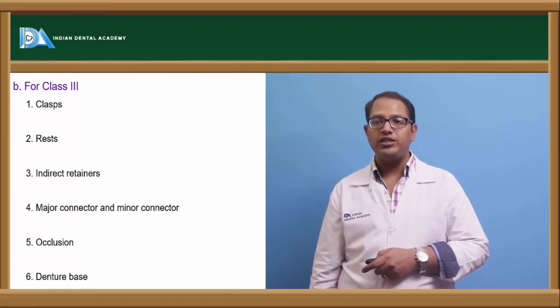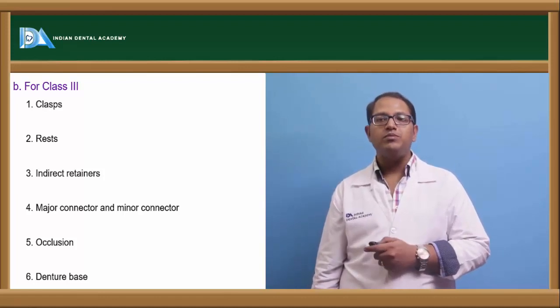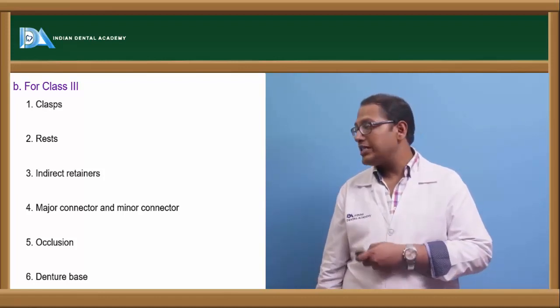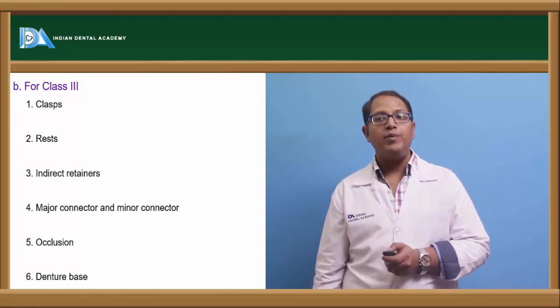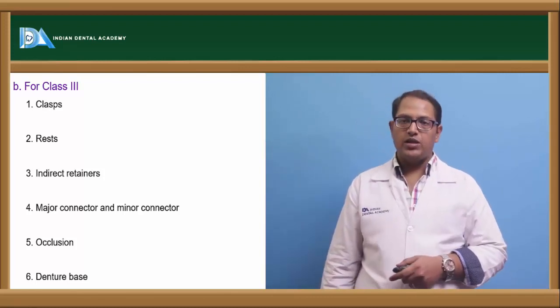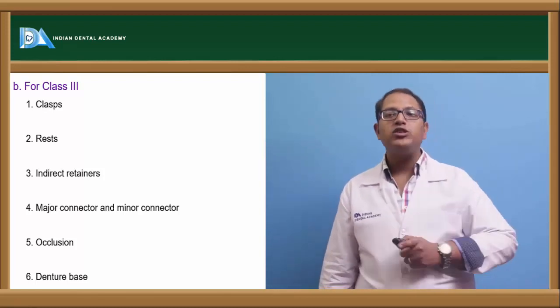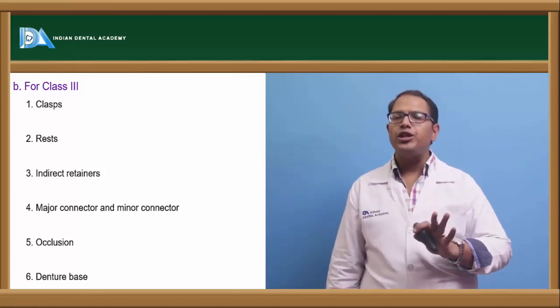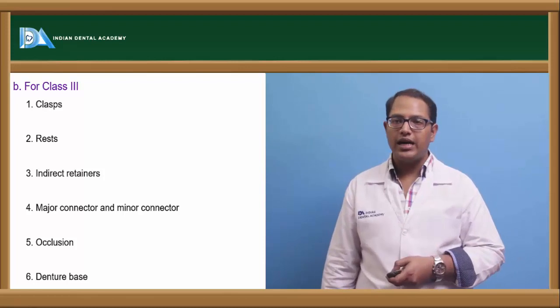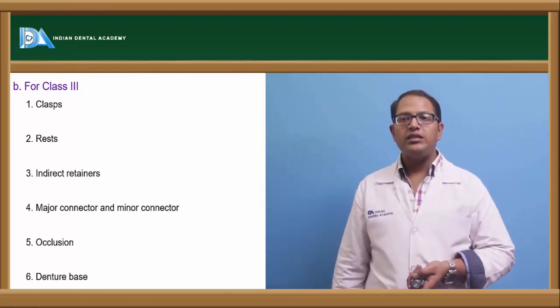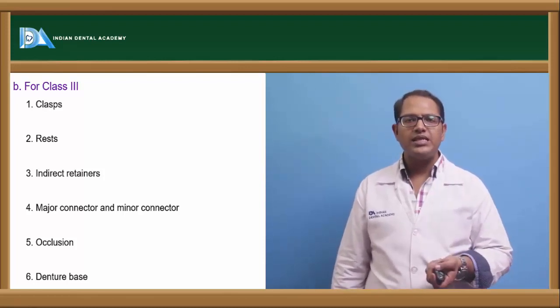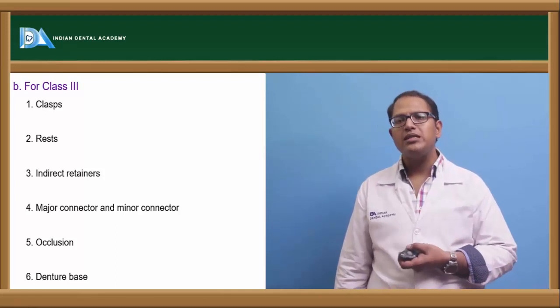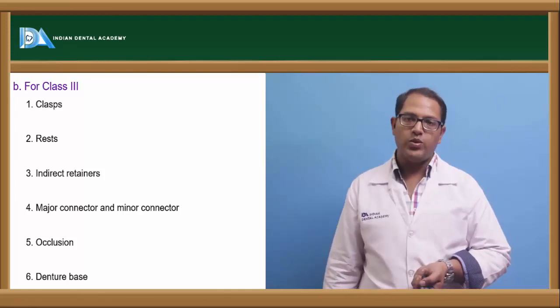The bracing arm should be rigid. And most important for class 3 is the rest position. It should be placed on the adjacent abutments and it should support the major connector. An indirect retainer is not usually required in class 3. Major connector and minor connector have the same requirements as class 1. Occlusion also remains the same as for class 1.